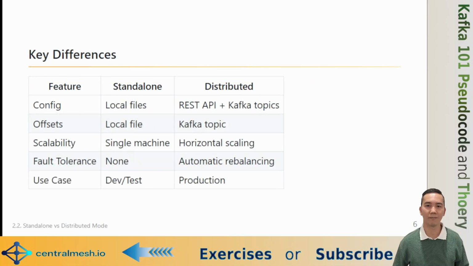Let's break down the differences in a more structured way. In standalone mode, configuration lives in local files. In distributed mode, configuration is managed through a REST API and stored inside Kafka topics. Offsets in standalone mode are stored locally, while in distributed mode they are stored in Kafka, making them durable and shared. Scalability is also very different. Standalone mode is limited to a single machine, while distributed mode can scale horizontally by adding more workers. And finally, fault tolerance. Standalone has none. Distributed mode automatically handles worker failures through rebalancing.